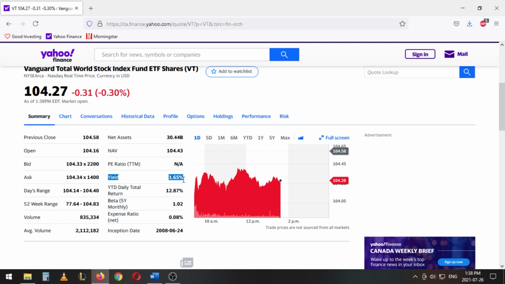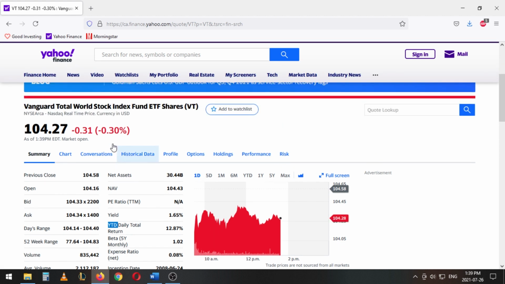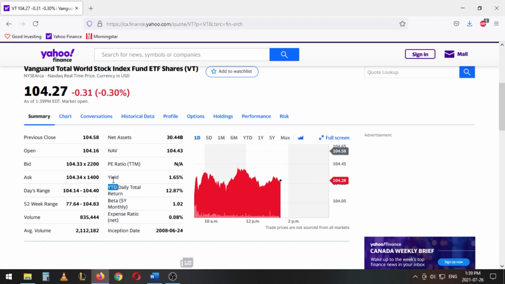The yield is the dividend. So this is like the dividend yield. This is an annual number. I would expect this ETF to earn about 1.65% annually. YTD daily total return. So this is year to date. So this is since January 1st. So had I bought shares of the Vanguard Total World Stock Index Fund ETF on January 1st, I'd be up about 13% on the year. Hey, not too shabby.